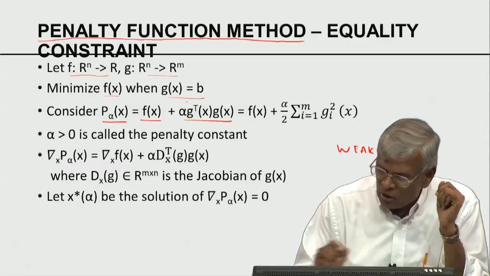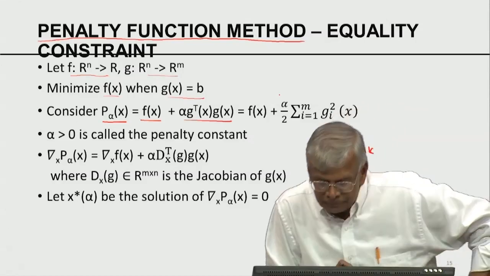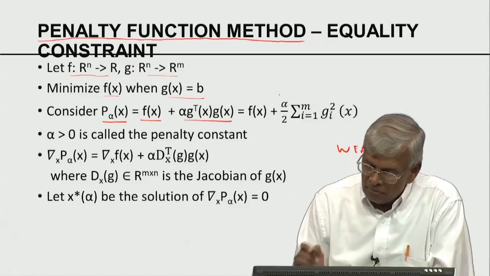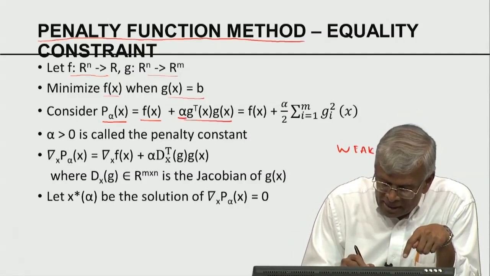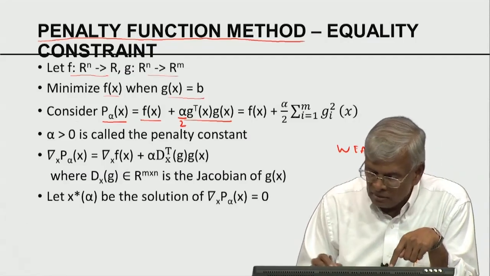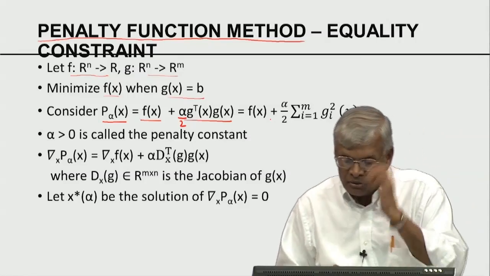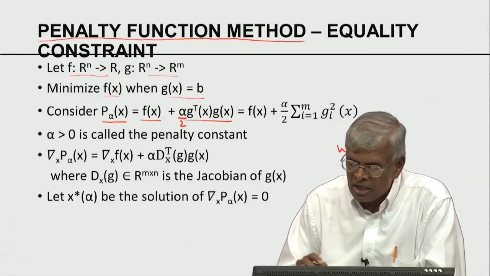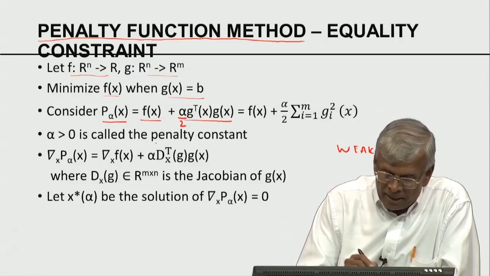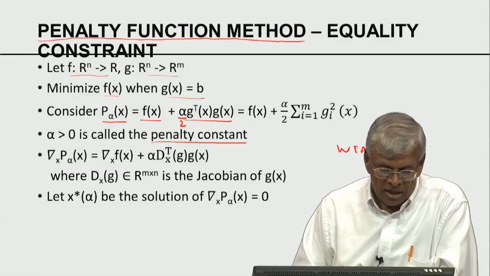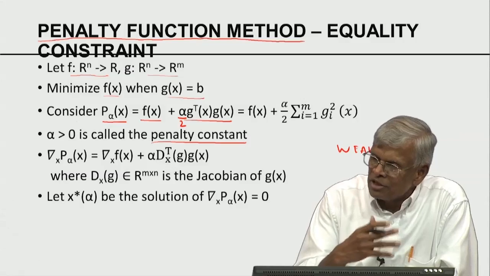Alpha is called the penalty parameter. Alpha is a fixed large number. Because I have a 2 here, I think I must add a 2 here too. Otherwise, it is not necessary to have a 2. If I have a 2 here, you should have a 2 below too. So what is g transpose g of x? It is simply the sum of g_i squared. Alpha is called the penalty constant or penalty parameter. Alpha is chosen. Alpha is not a free variable. There is only one free variable, which is x.